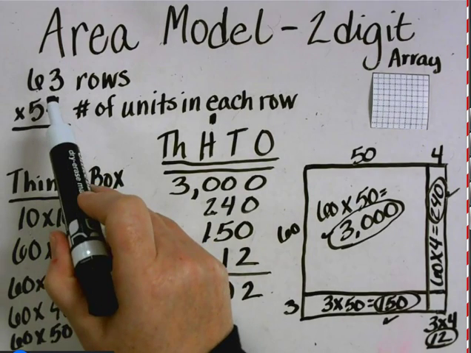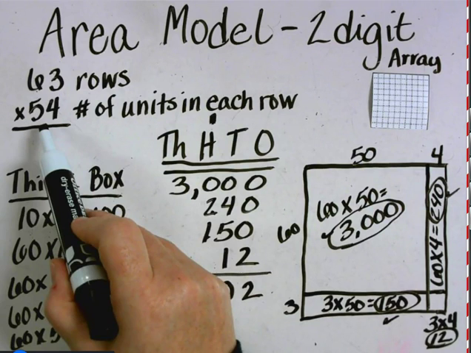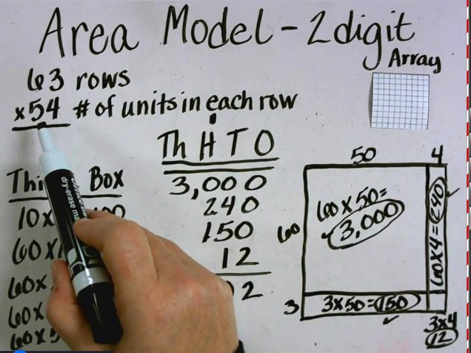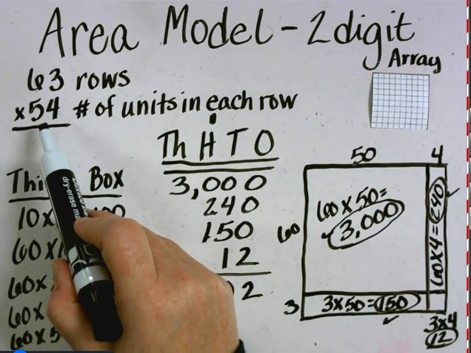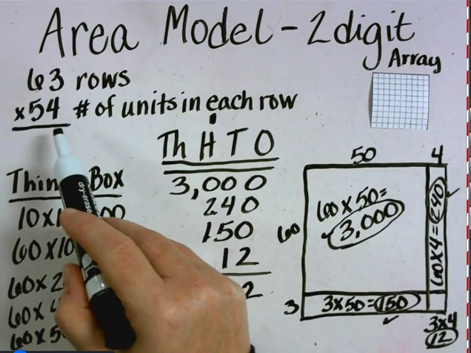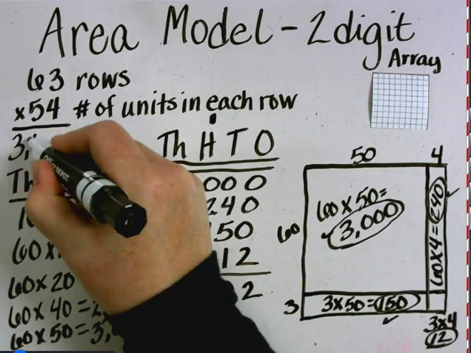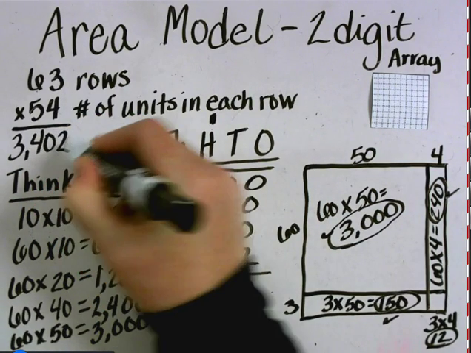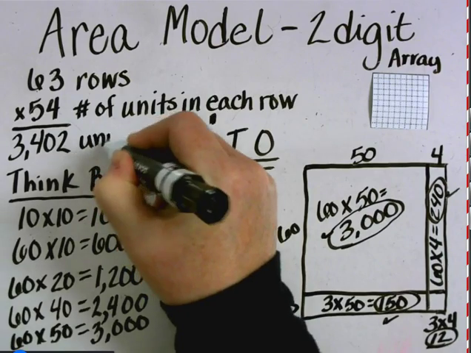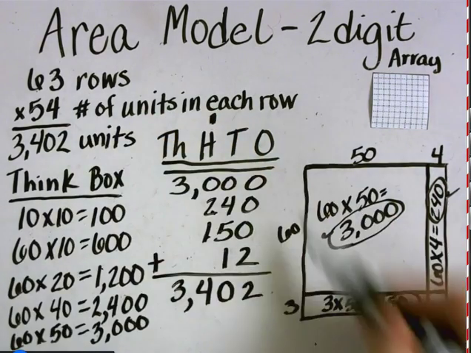Our original problem is 63 rows with 54 units in each row. I now know that 63 times 54 equals a total of 3,402 square units in the area model.